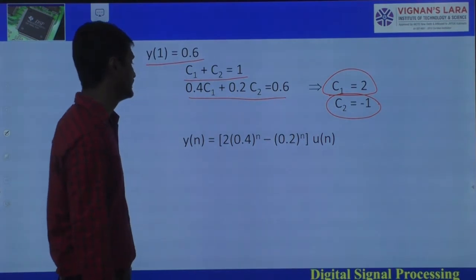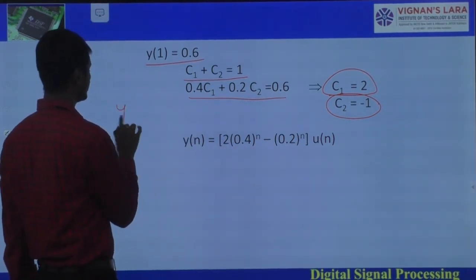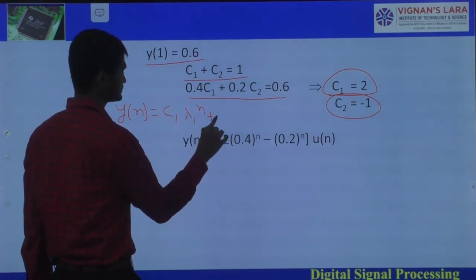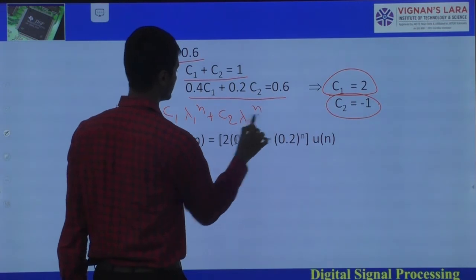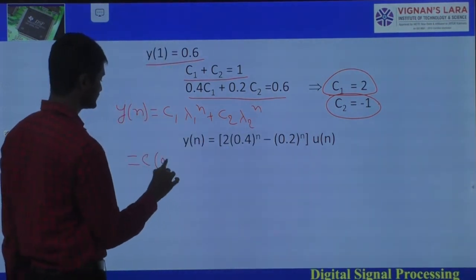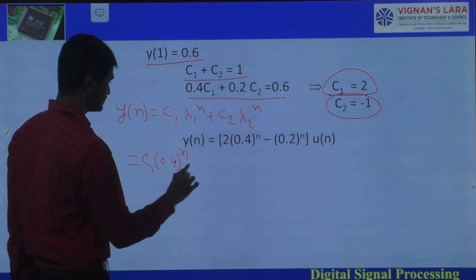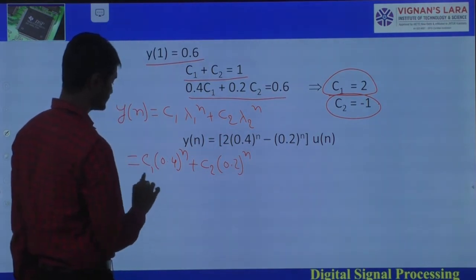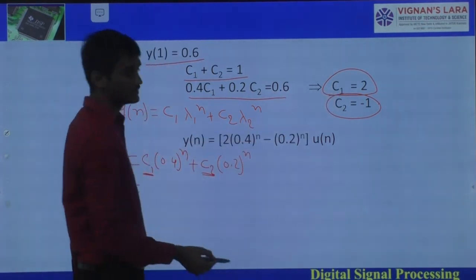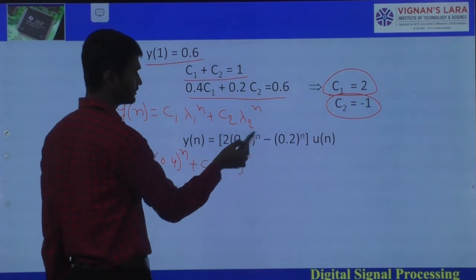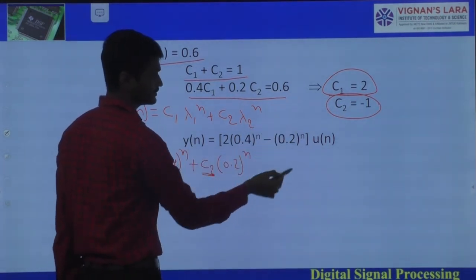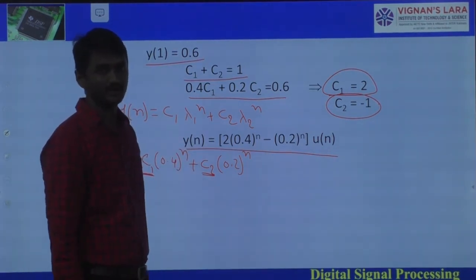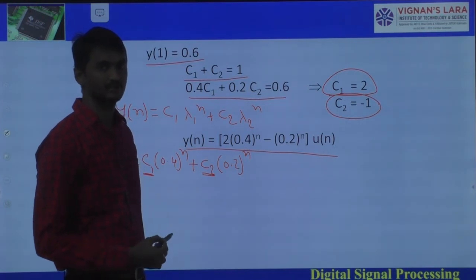Okay. Then from that, we know y of n is equal to C1 lambda 1 power n plus C2 lambda 2 power n, that is C1 into 0.4 power n plus C2 into 0.2 power n. C1 is 2, C2 is minus 1. So 2 into 0.4 power n minus 0.2 power n, u of n. That is the required impulse response for the given difference equation, or for the given system.